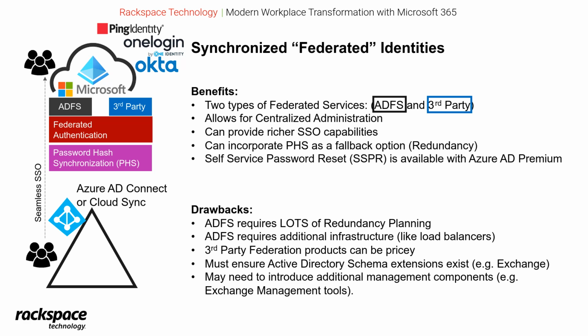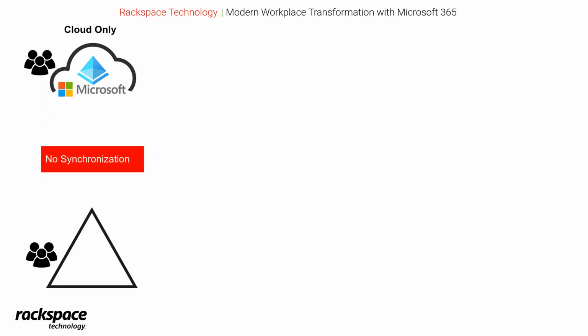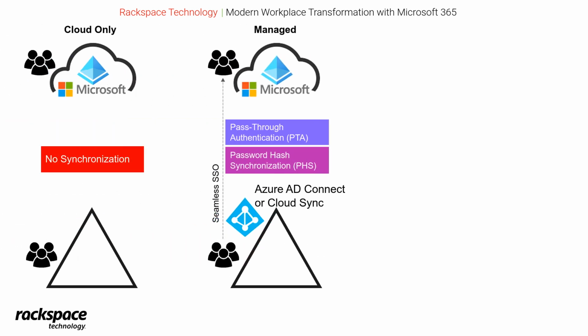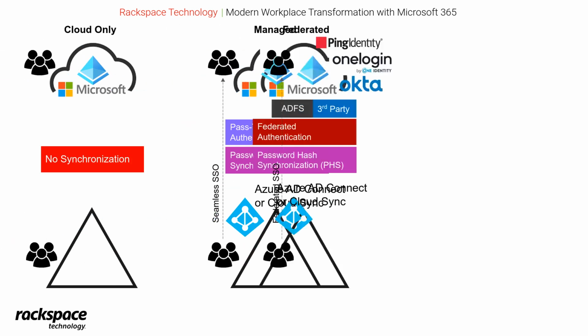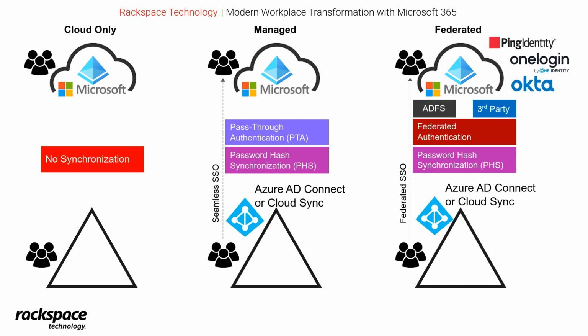So those are the three types of synchronization. We're just going to go through this one more time, which is cloud only, managed, and federated. And between the three, if you want to move from cloud only to managed or managed to federated, or even go back all the way to cloud only, these are definite realities that can happen. So there definitely are some traversals that can happen between these synchronization models.